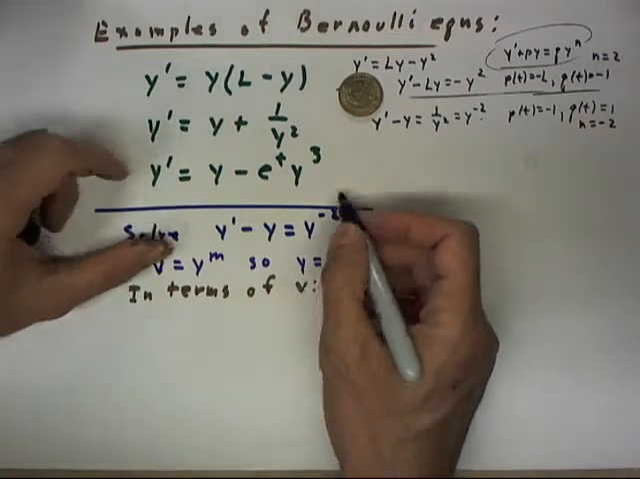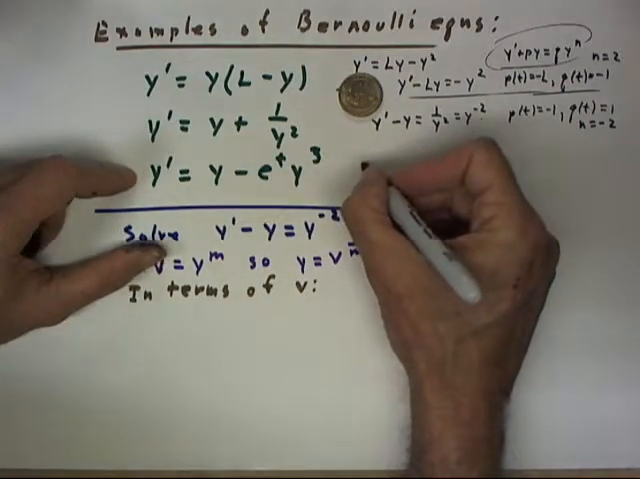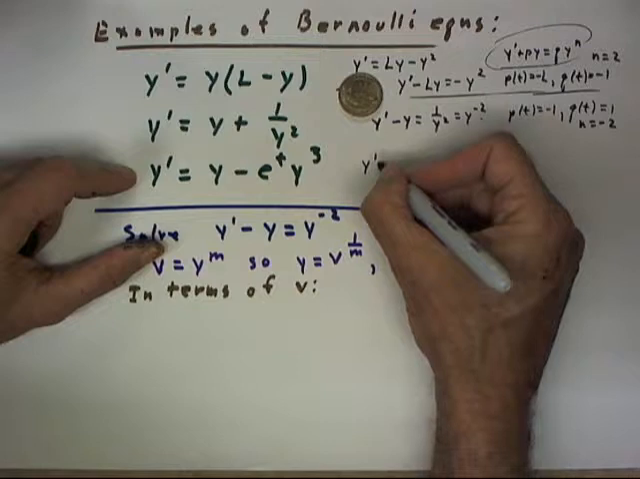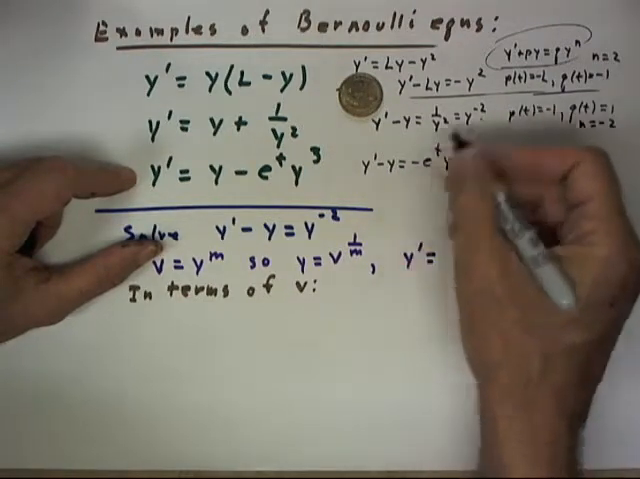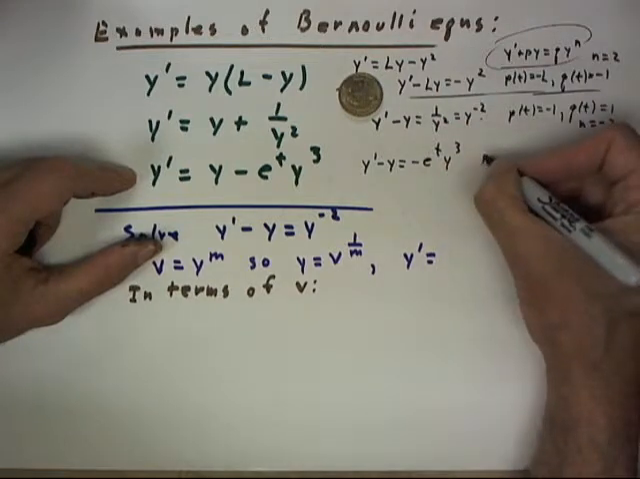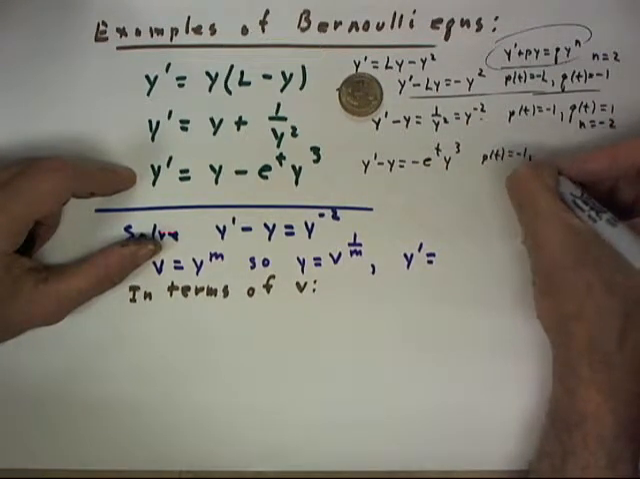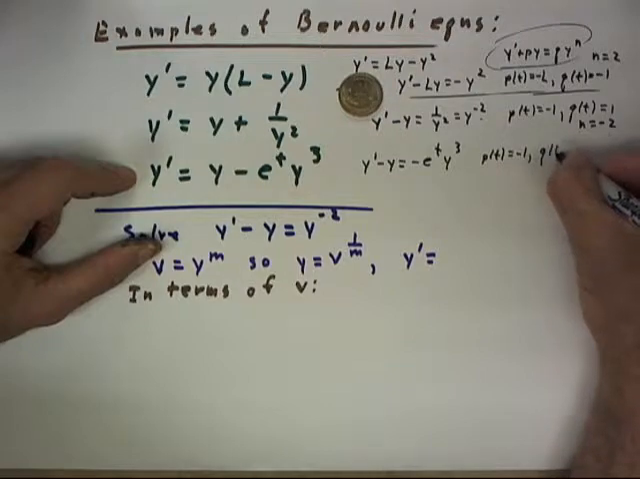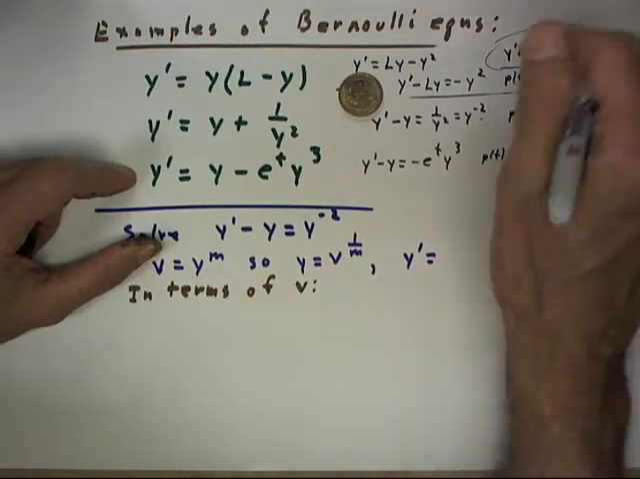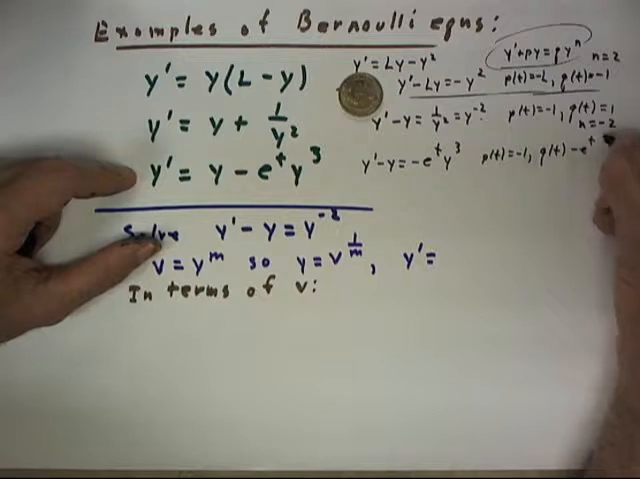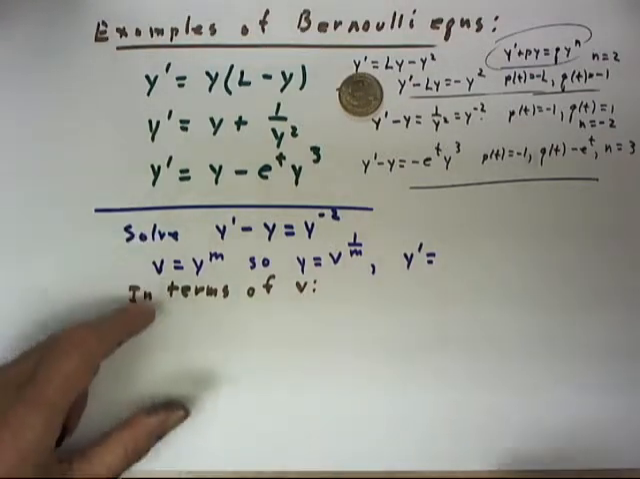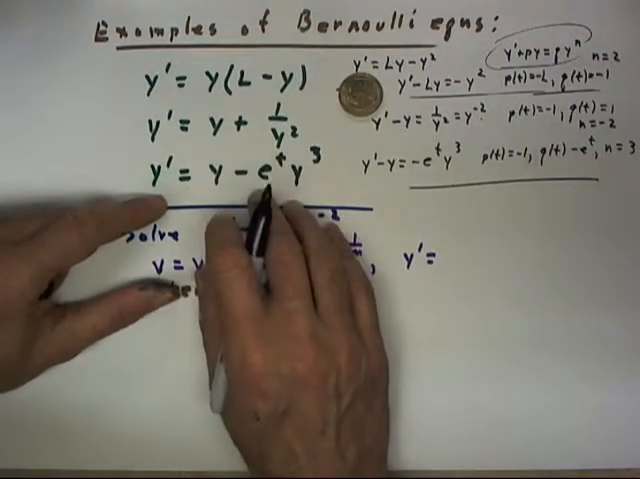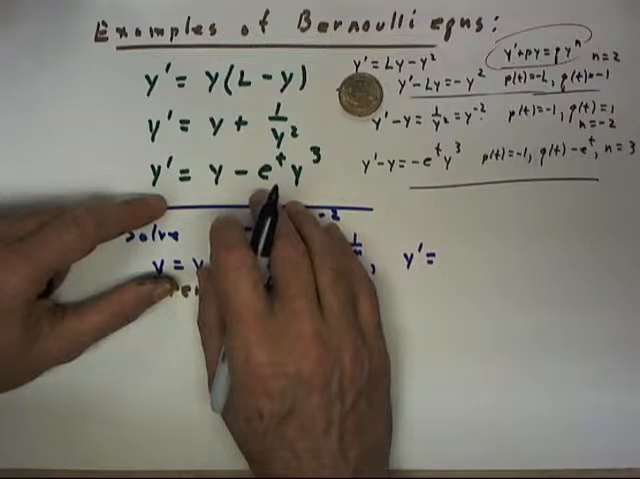This third equation is y prime minus y equals negative e to the t y cubed, again of this form, with p of t equal negative 1. Q of t, the coefficient of y to the n, is negative e to the t, and n, the power of y, is 3. So we see that we have here three examples of Bernoulli equations.